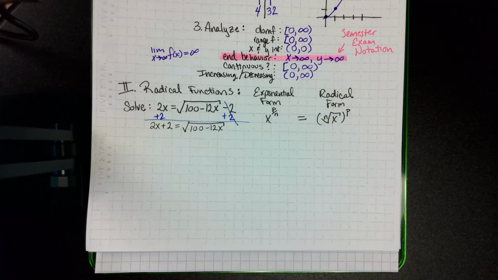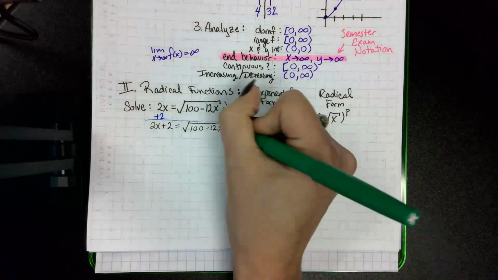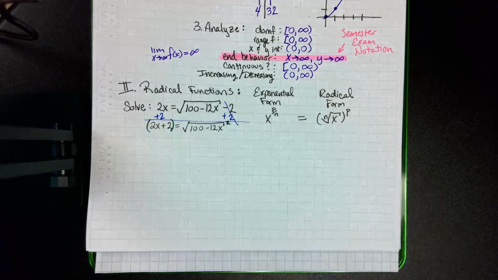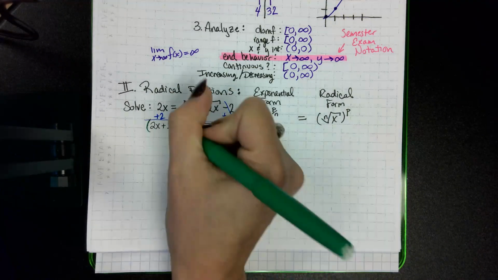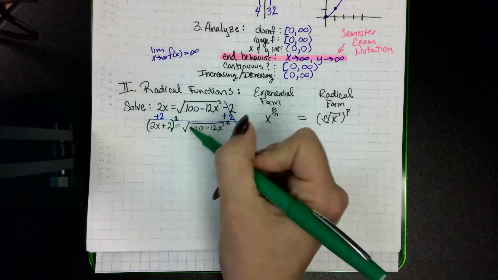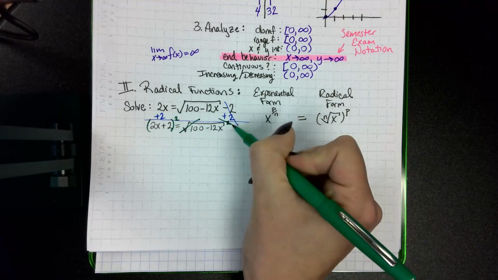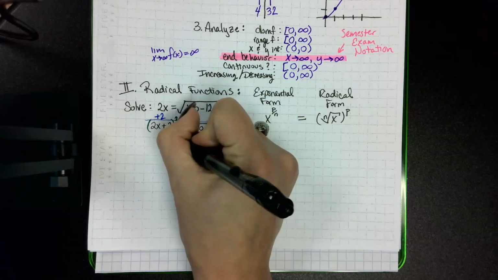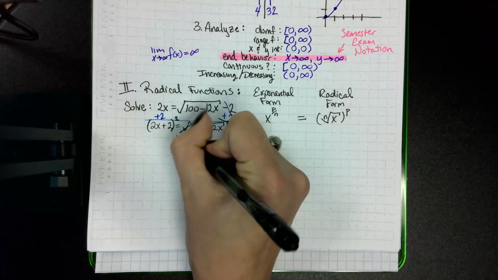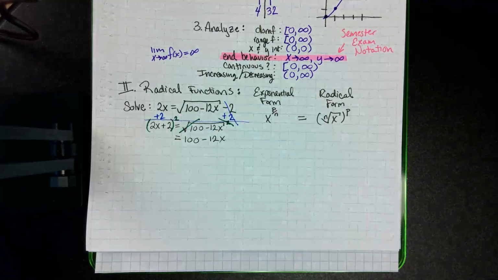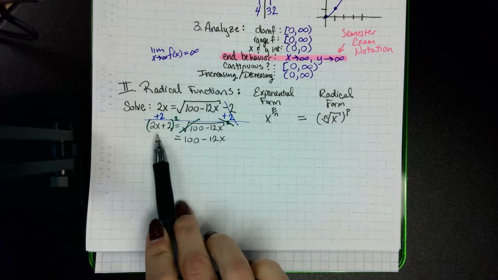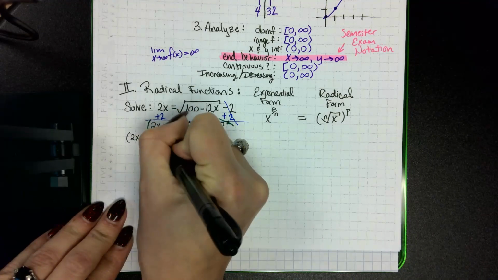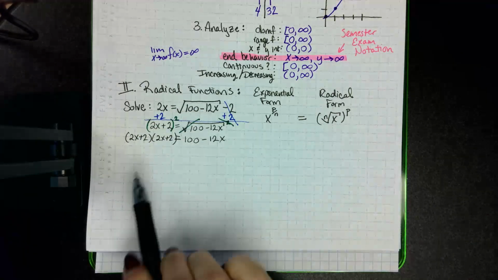Square root is by itself on the right-hand side, so if I want to get rid of the square root, I'm going to square it. If I square the right-hand side, I'm going to square the left-hand side. So the entire left side, so I have to put it in parentheses and square the parentheses. So the purpose of this was so that the square root and the squared will cancel. So now on the right-hand side, I have 100 minus 12x. And on the left, I have the parentheses squared. So I'm going to have 2x plus 2 times 2x plus 2. I'm squaring the binomial.